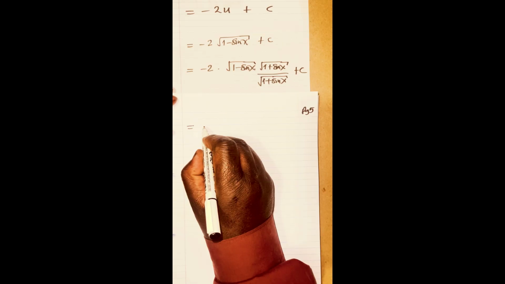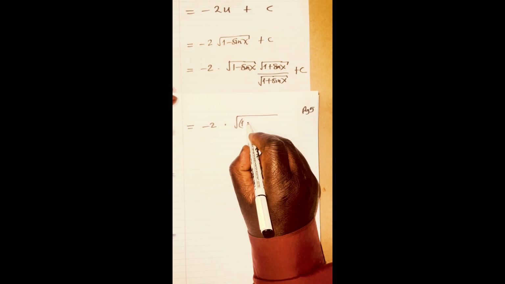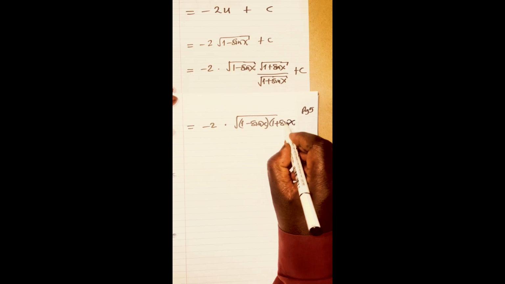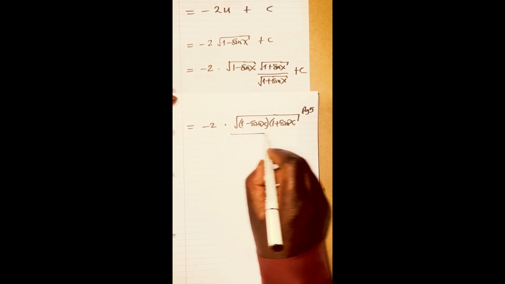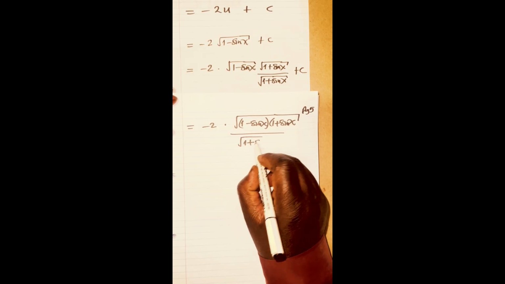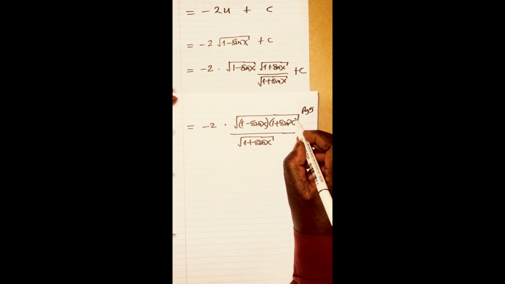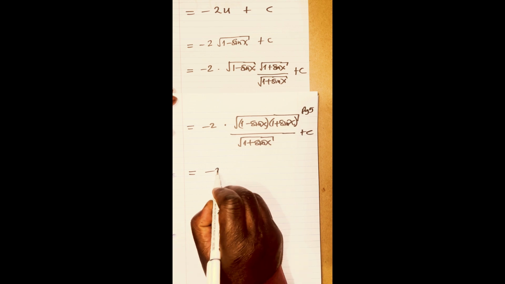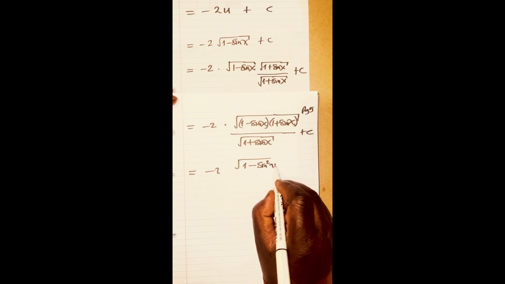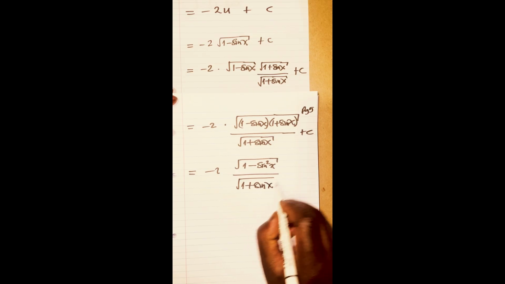So we'll say this is equal to minus 2 times the square root of 1 in brackets minus sine x, and then 1 plus sine x, like so, and we're dividing this by square root of 1 plus sine x, and then plus c. Now simplifying the numerator there, you agree with me that this is minus 2 square root of 1 minus sine squared x all over square root of 1 plus sine x plus c.